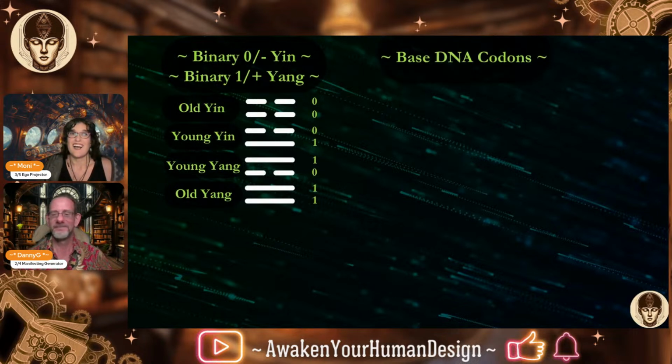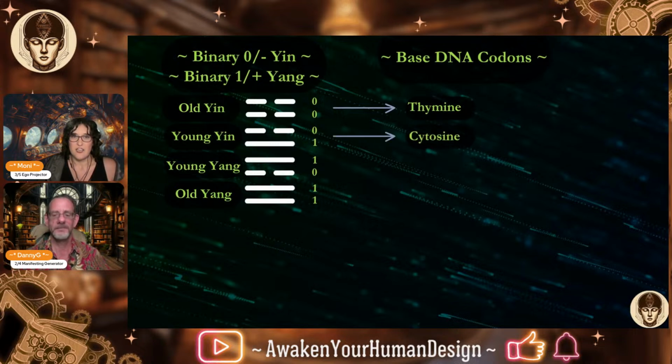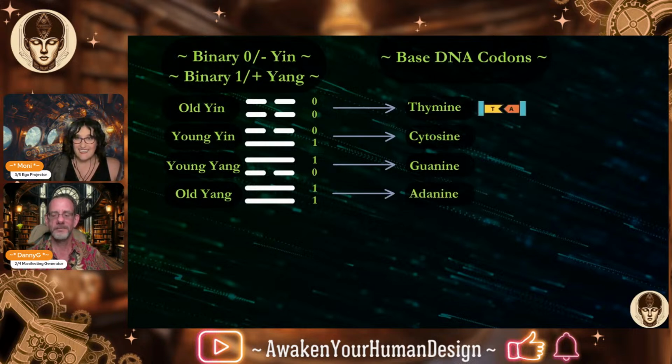So continuing on, we're going to start going into this DNA codon side of it. The double yin, old yin, 0 over 0, relates to thiamine. Then the young yin, yin over yang, 0 over 1, is cytosine. Then the young yang, the yang over the yin, 1 over 0, is guanine. And finally the old yang, yang over yang, 1 over 1, is adenine. Thiamine links up with adenine because the 0s and the 1s go together. So thiamine is 0, 0, and adenine is 1, 1.